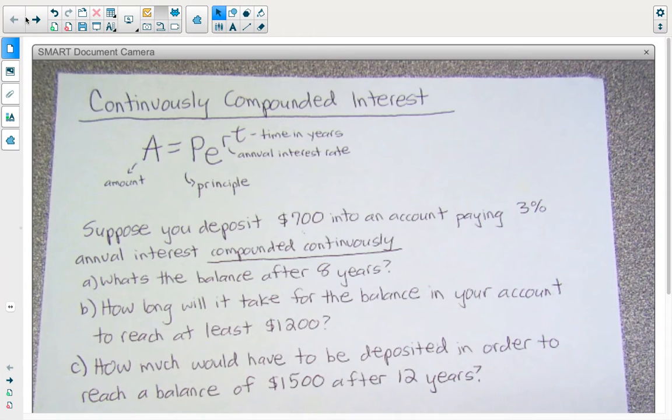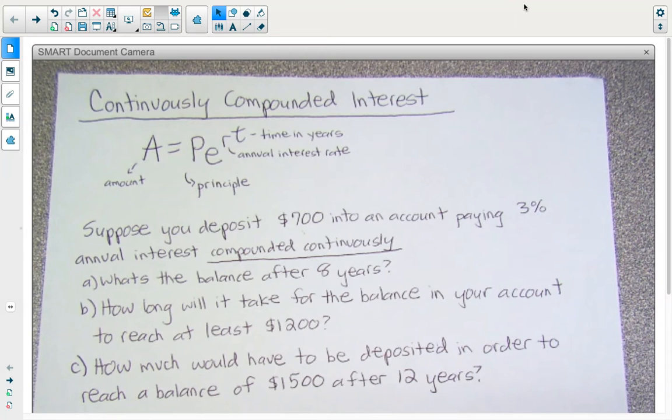Hey guys. In this video, we're going to be taking a look at continuously compounded interest. So this formula here, you are going to want to write down in your notes and keep close by you. A equals P e to the rt power.